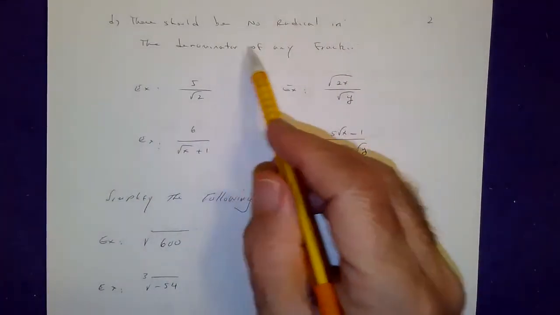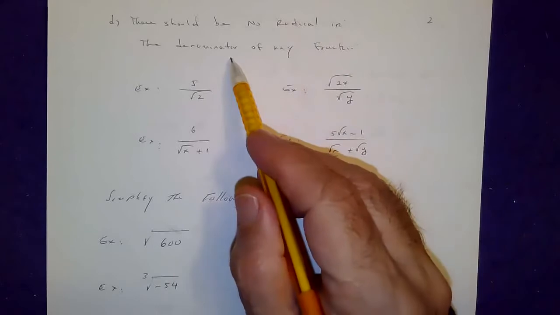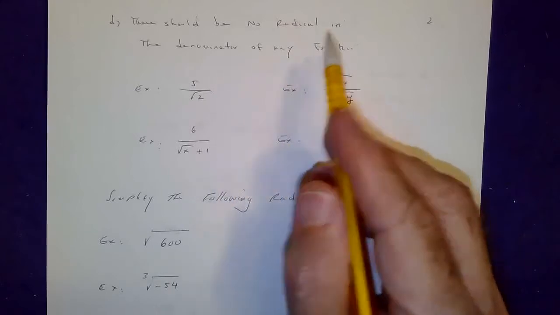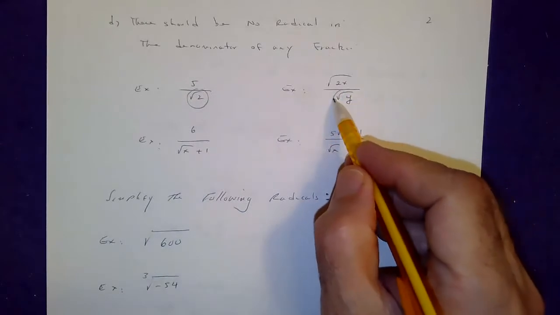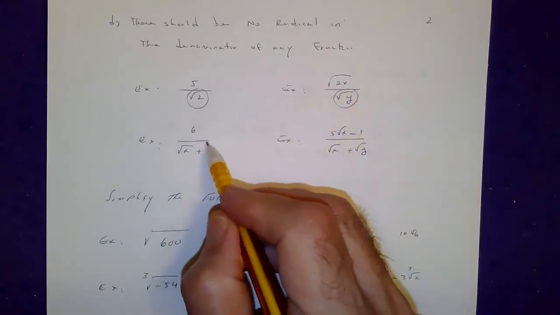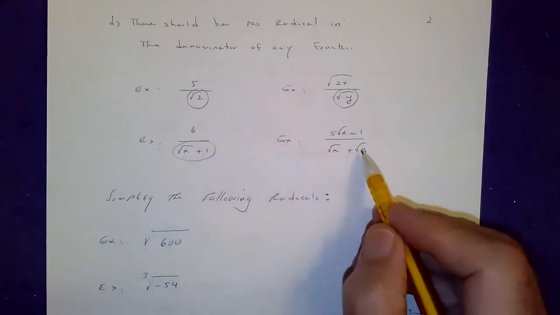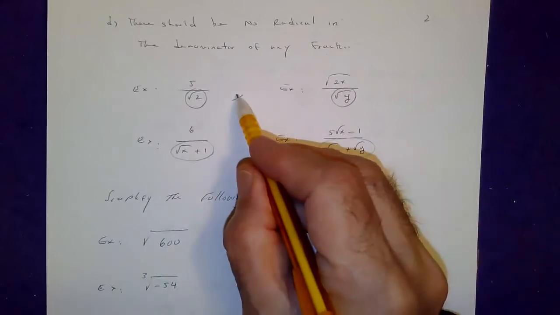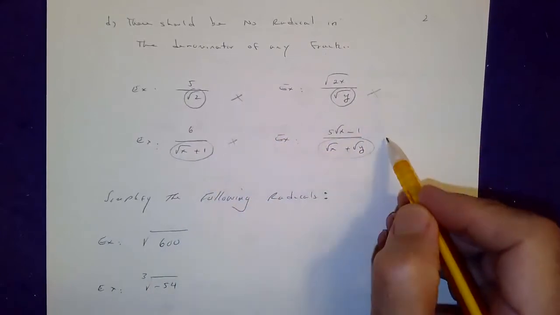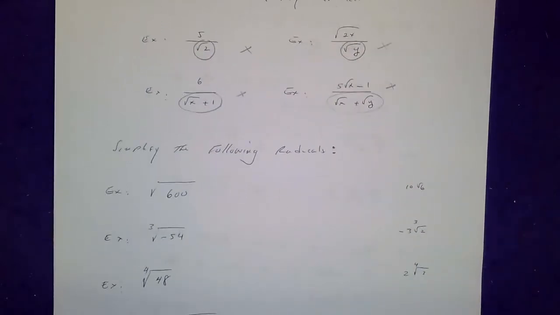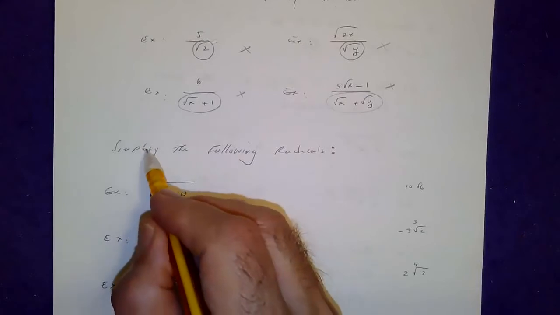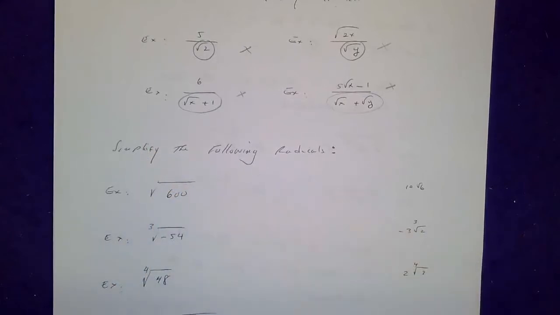Next condition, there should be no radical in the denominator of any fraction. We should not have a radical in the denominator of any what? Fraction, like these. These are not simplified. So, having said that, let's see if we can simplify the following radicals.